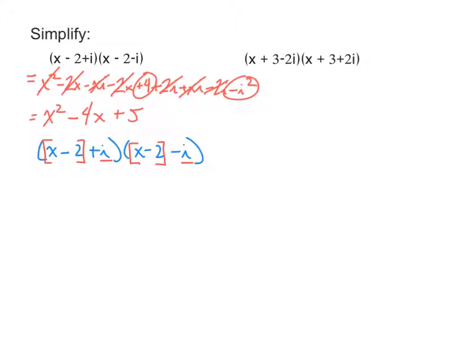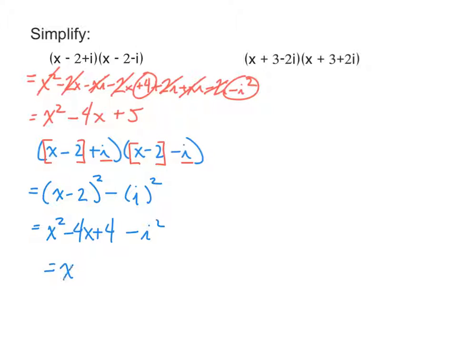Then we do have the difference of 2 squares, where I would square the first thing and subtract the second thing squared. It's just that the first thing isn't an x. Now it's x minus 2, and the second thing is i. When we square them, x minus 2 squared is easily x squared minus 4x plus 4. And then we'll subtract i squared, and we know that's plus 1. So 4 plus 1 is 5, and we get that same answer.